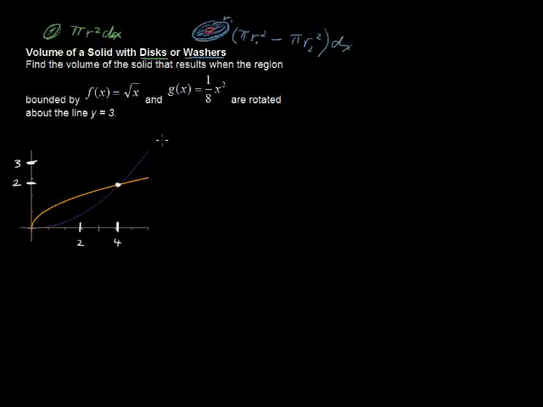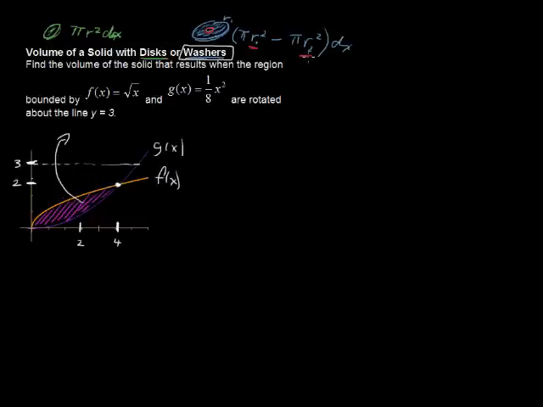Here's our graph. This is our f of x right here, and this is g of x right here. And this area, or region, is being rotated about this line y equals 3. So I always like to draw this graphic. It's going around that line. So is this going to be a washer or a disk? Well, it's only a disk if this region touches the line that is being rotated about. However, this is not touching it, so we're going to be dealing with washers in this example.